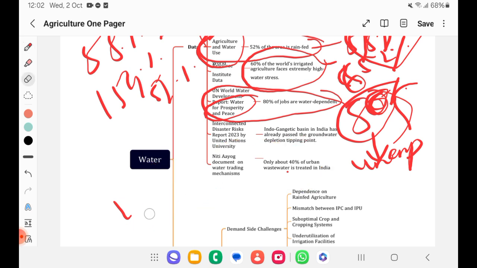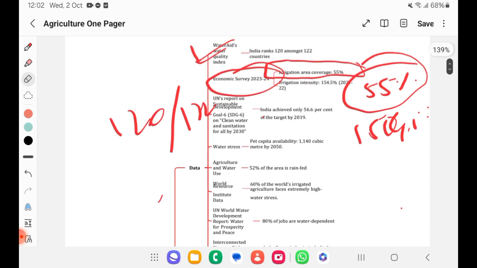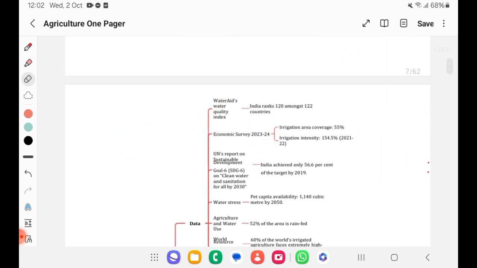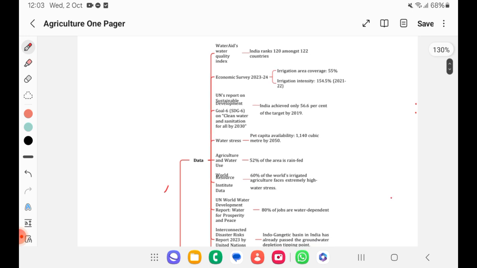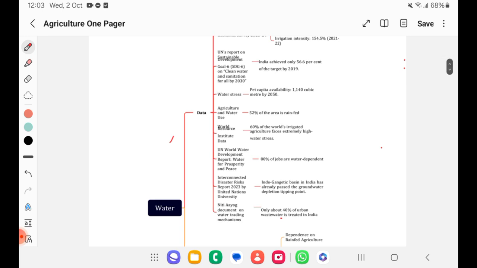One is WaterAid's Water Quality Index. According to that, India is ranking 120 out of 122 countries. That is one data point. According to the Economic Survey, we have 55% irrigated land and 154.5% irrigation intensity. Then we have read that 80% of jobs are water dependent according to Water for Prosperity and Peace, from the UN World Water Development Report. After that, we have seen the NITI Aayog report: only 40% of water is treated in urban areas.